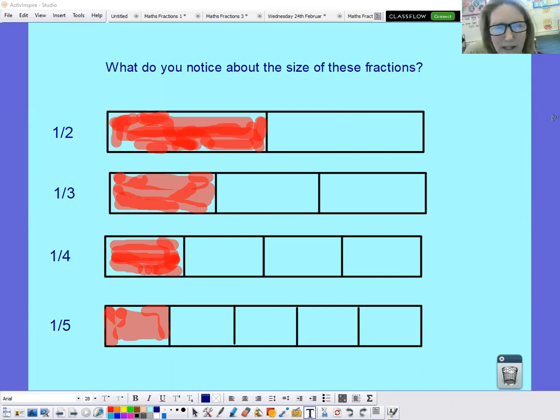Well done, Year 2, really good. The size is decreasing, isn't it? The size is getting smaller. The size of the fractions is getting smaller. So as the denominator, which is the number on the bottom of your fraction, gets bigger, the actual size of your fraction gets smaller. That's a really interesting point to note.